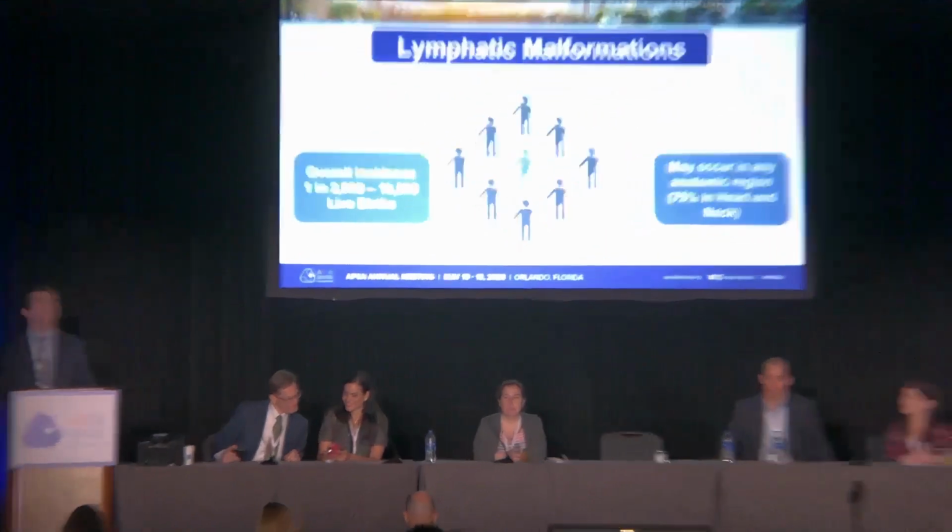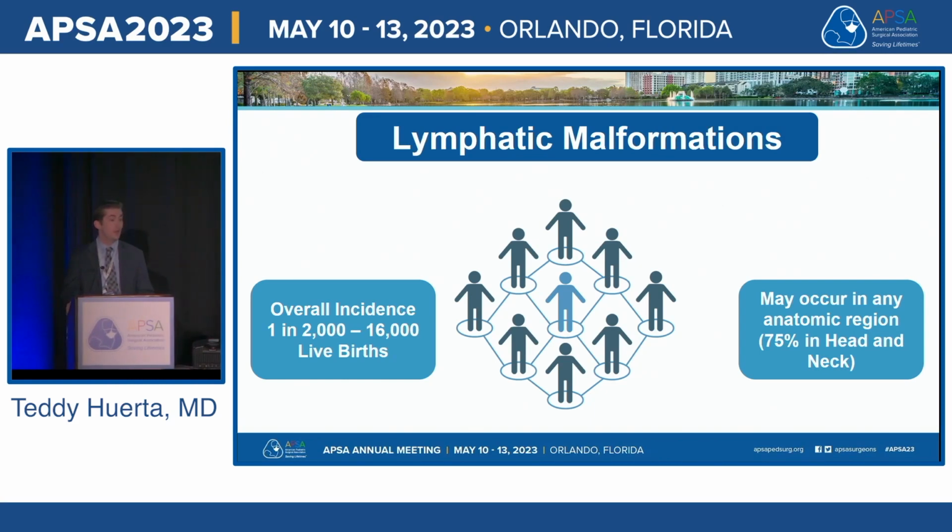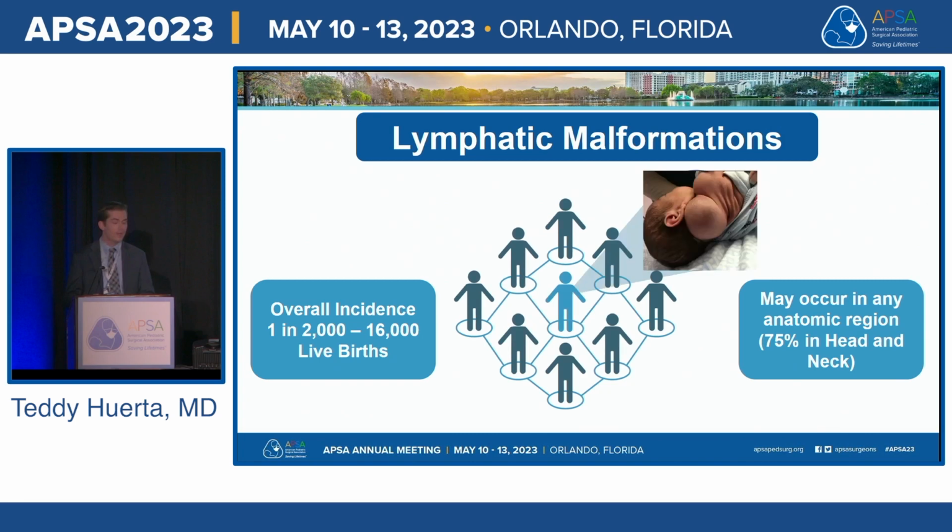So, lymphatic malformations, as a form of slow-flow congenital vascular anomalies, occur with an incidence ranging from 1 in 2,000 to 16,000 live births annually in the United States. And while these lesions may occur in any anatomic region, they tend to predominate in areas rich in lymphatic channels, with the majority occurring in the head and neck, as in this patient here.